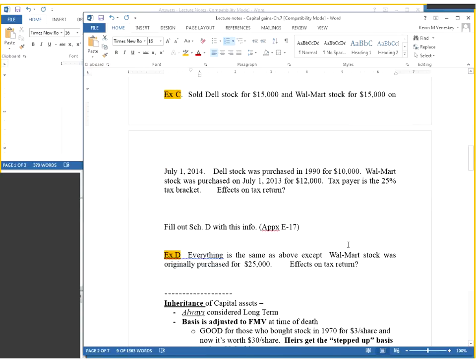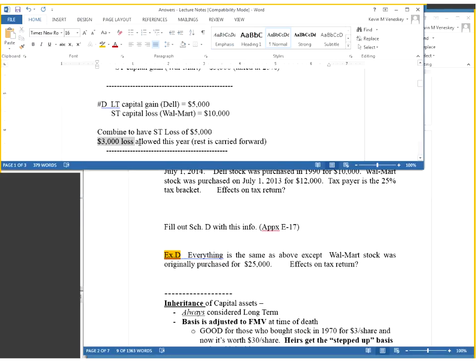So in the Walmart stock we had a loss of $10,000. The Dell stock we had a gain of $5,000. Net them, we have a short-term loss of $5,000. However, we can only use $3,000 this year, what is actually recognized. This would be the realized, the $5,000. Recognized would be the $3,000.